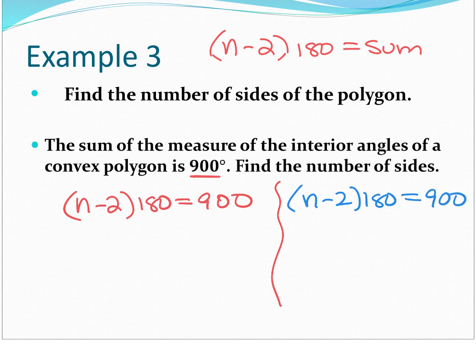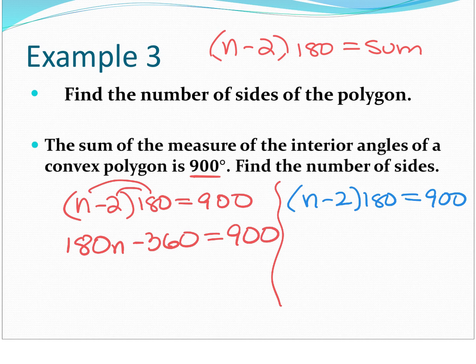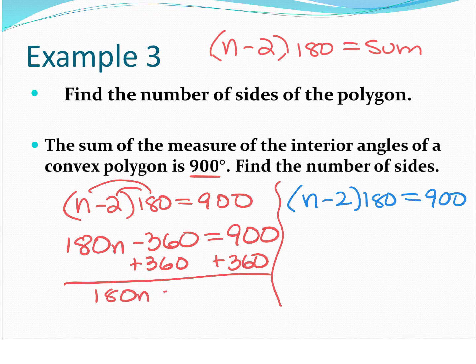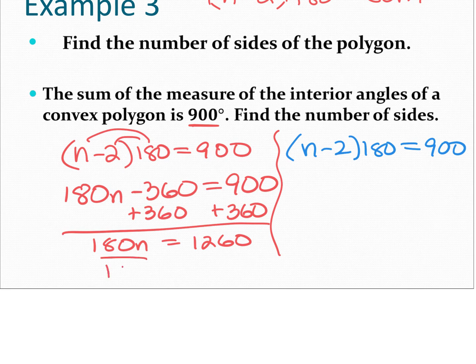So the first way is probably what a lot of you saw, and your teacher probably taught you to distribute. So I'm going to distribute the 180 to the n and to the 2. So I get 180n minus 360 equals 900. Now I have a nice simple two-step equation. I can add 360 to both sides. I get 180n is equal to 1,260. Divide both sides by 180. And the number of sides, once I do that division, will be 7.